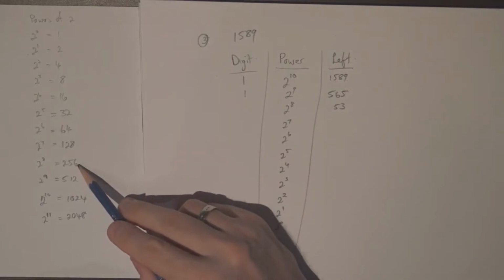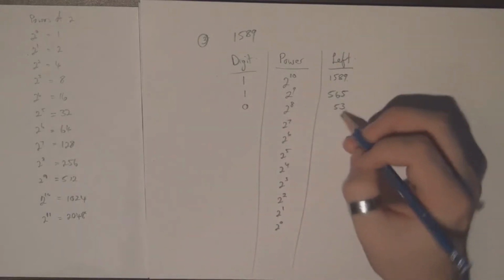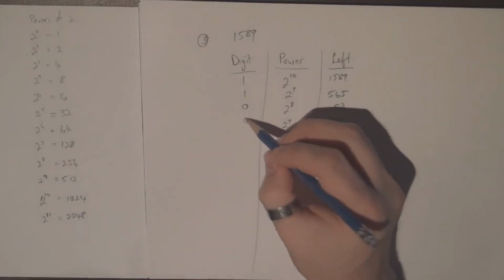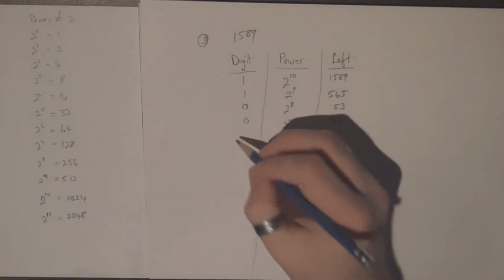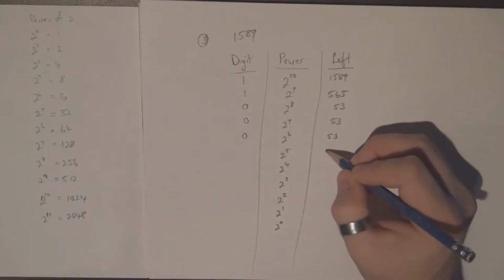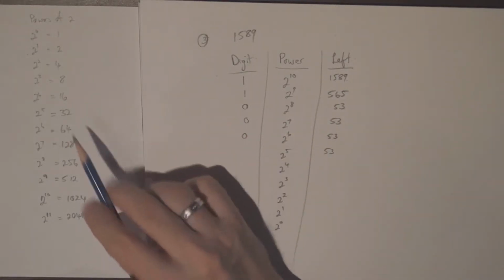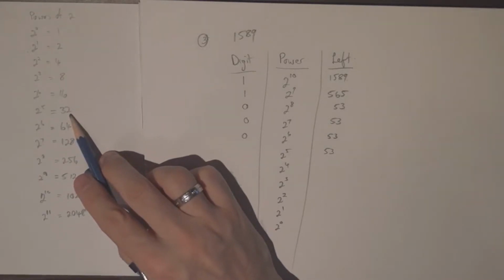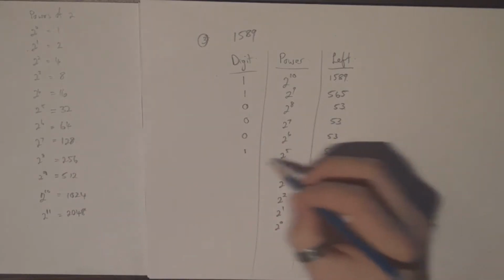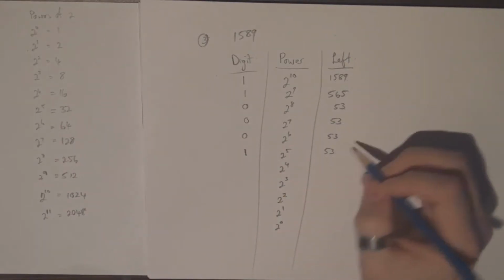Now 2 to the 8 is too big. Still 53 left. 2 to the 7 is too big. Still 53 left. 2 to the 6 is too big. Getting closer, but too big. Still 53 left. 2 to the 5, that is good enough to fit. 32. So I'm going to fit in one of those. How much do I have left?